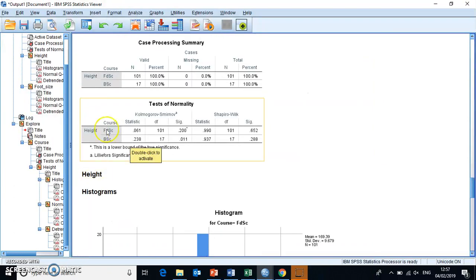And what it's done now is it's looking at height, and it's looking at the height measurements for students on the FDSC course and on the BSc course, and it looks at whether in each of these groups the data are normally distributed. And as before, if we look at our p-value here for the Shapiro-Wilk output, we find that that p-value is over 0.05, which means we accept the null hypothesis that the data are in fact normally distributed. And now we could run a parametric test that looks for differences in the height of the students between the FDSC and the BSc course to see whether one of them is significantly taller or shorter than the other.